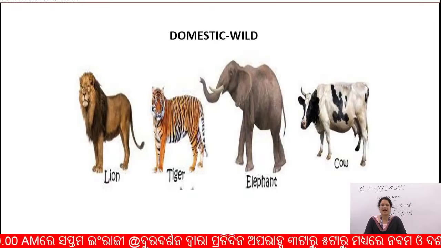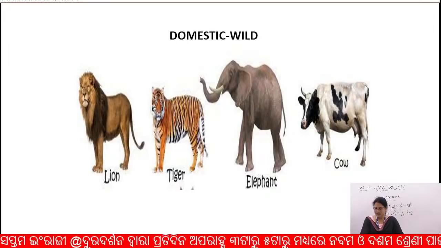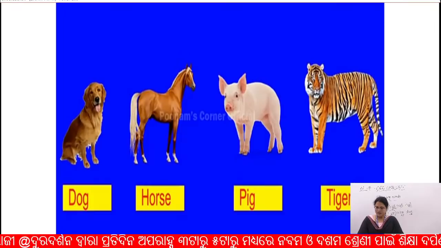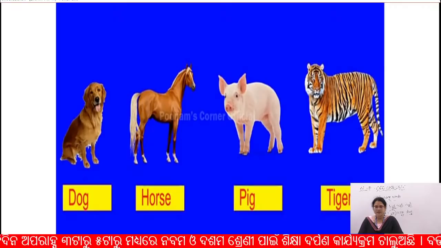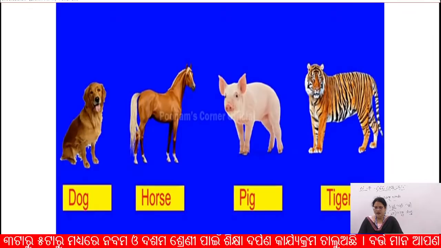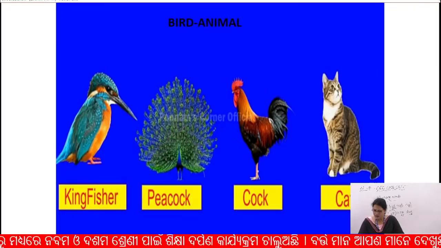Yes, cow is a domestic animal. So, that one is odd one out. The rest are wild animals. Next screen students. Dog, horse, pig and tiger. Who is odd? Yes, tiger is a wild animal. This one is odd one out. Rest are what? They are domestic animals. Dog, horse, pigs are domestic animals and tiger is wild animal. That's why it is different.